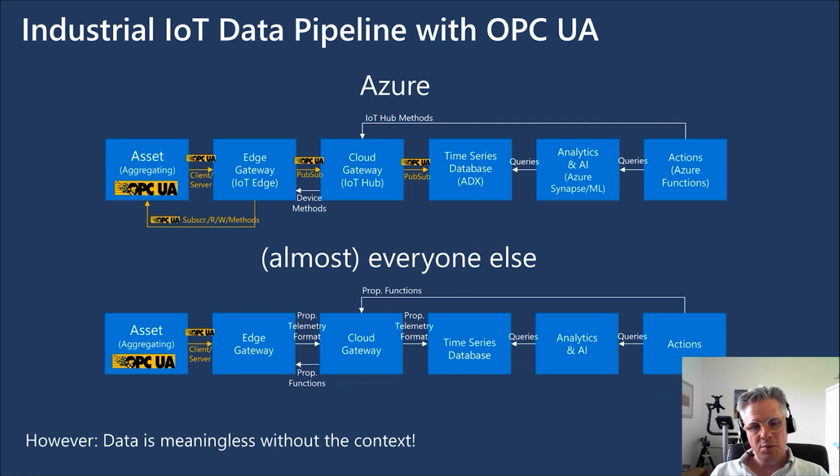And this entire pipeline up to and including the time series database is based on OPCUA PubSub, and it can understand that data natively, no data conversion required. And then, of course, you can connect your machine learning or Synapse to that database and do some predictions, write some Azure functions, which is a serverless compute service that we offer, and then even create a digital feedback loop based on IoT Hub methods. And those methods are then translated back to OPCUA method calls on the edge.